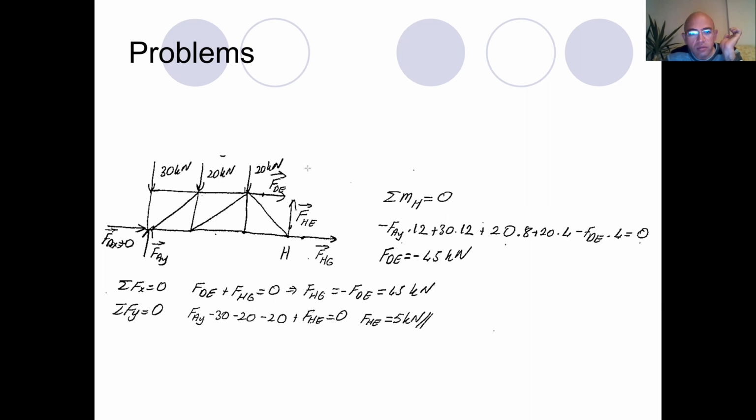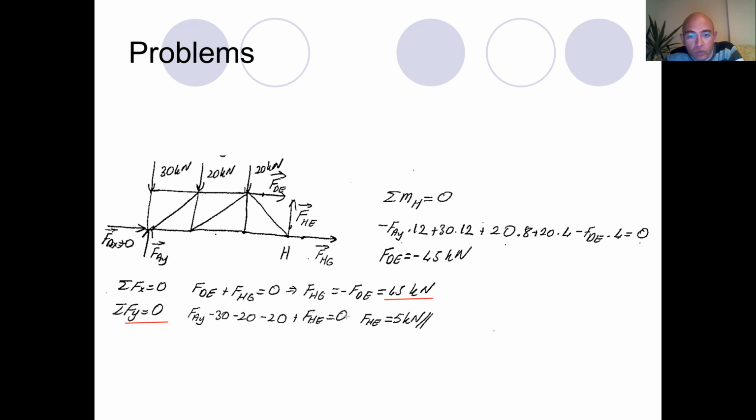Now, since this side has to be in static equilibrium, I have two more equilibrium conditions. One is sum of the forces in x direction has to be equal to 0. FDE plus FHG, these are the only forces in x direction. It has to be equal to 0, and from there I can easily find FHG. FHG is equal to minus FDE, and that's equal to 45 kilonewtons. Next, sum of the forces in y direction has to be equal to 0. In y direction, I have FAY minus 30, minus 20, minus 20, and plus FHE.